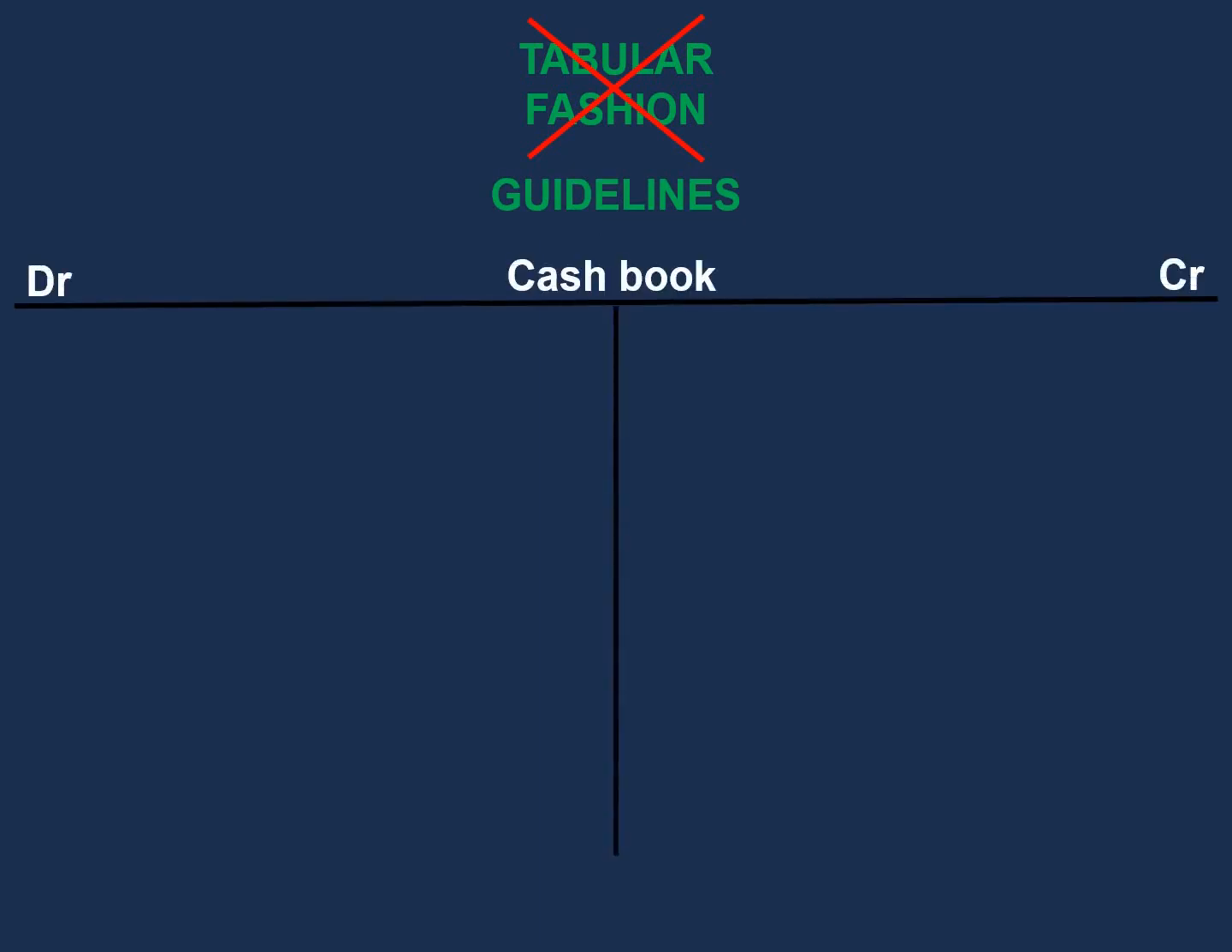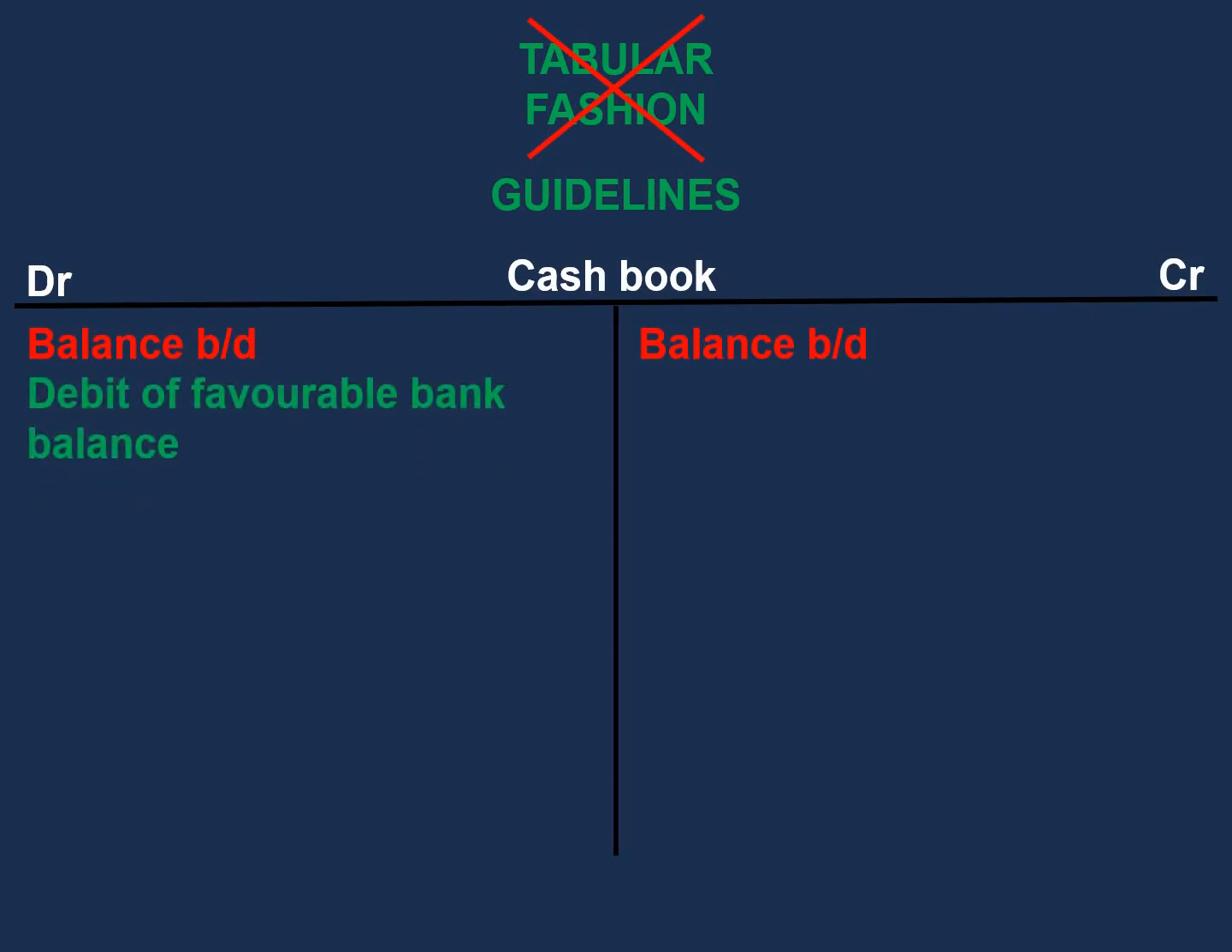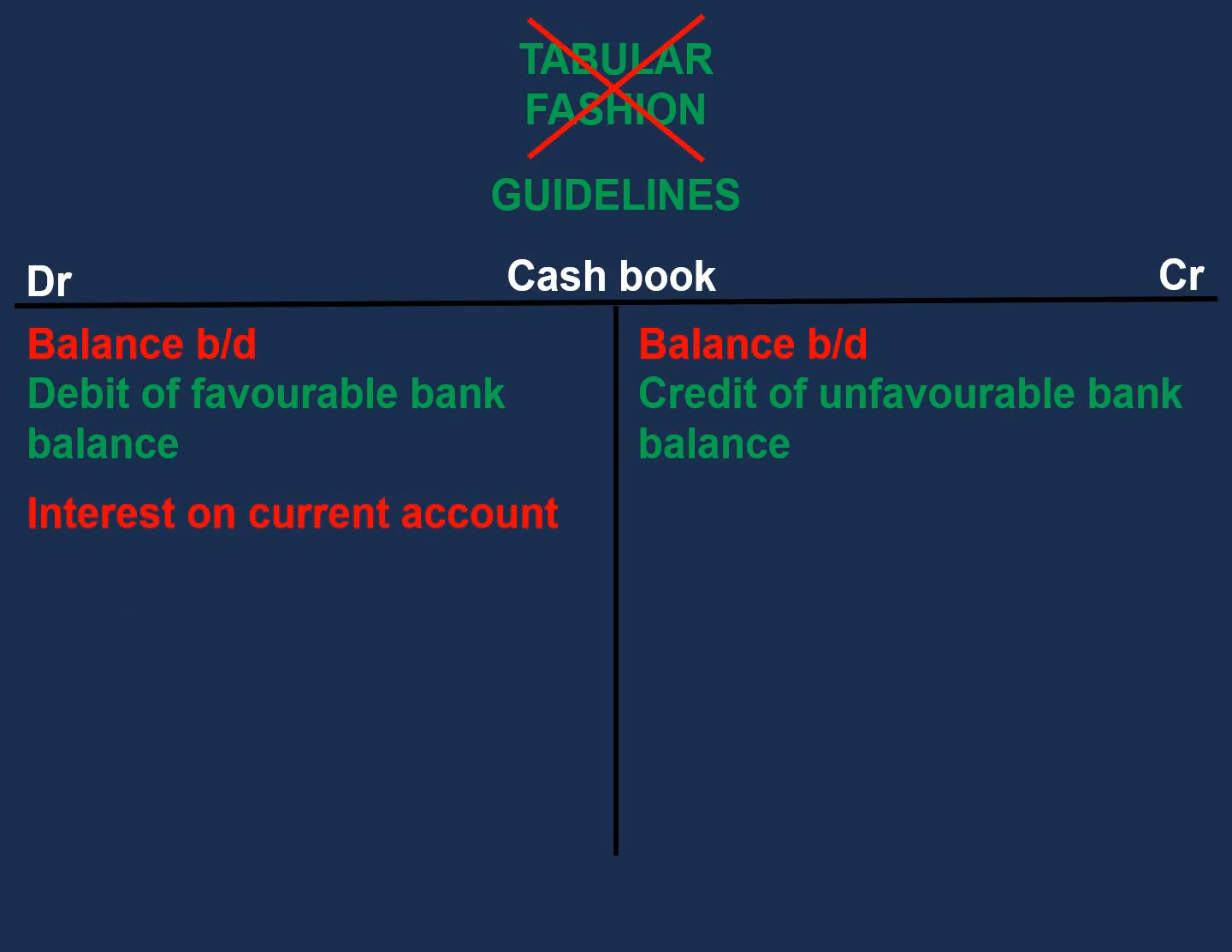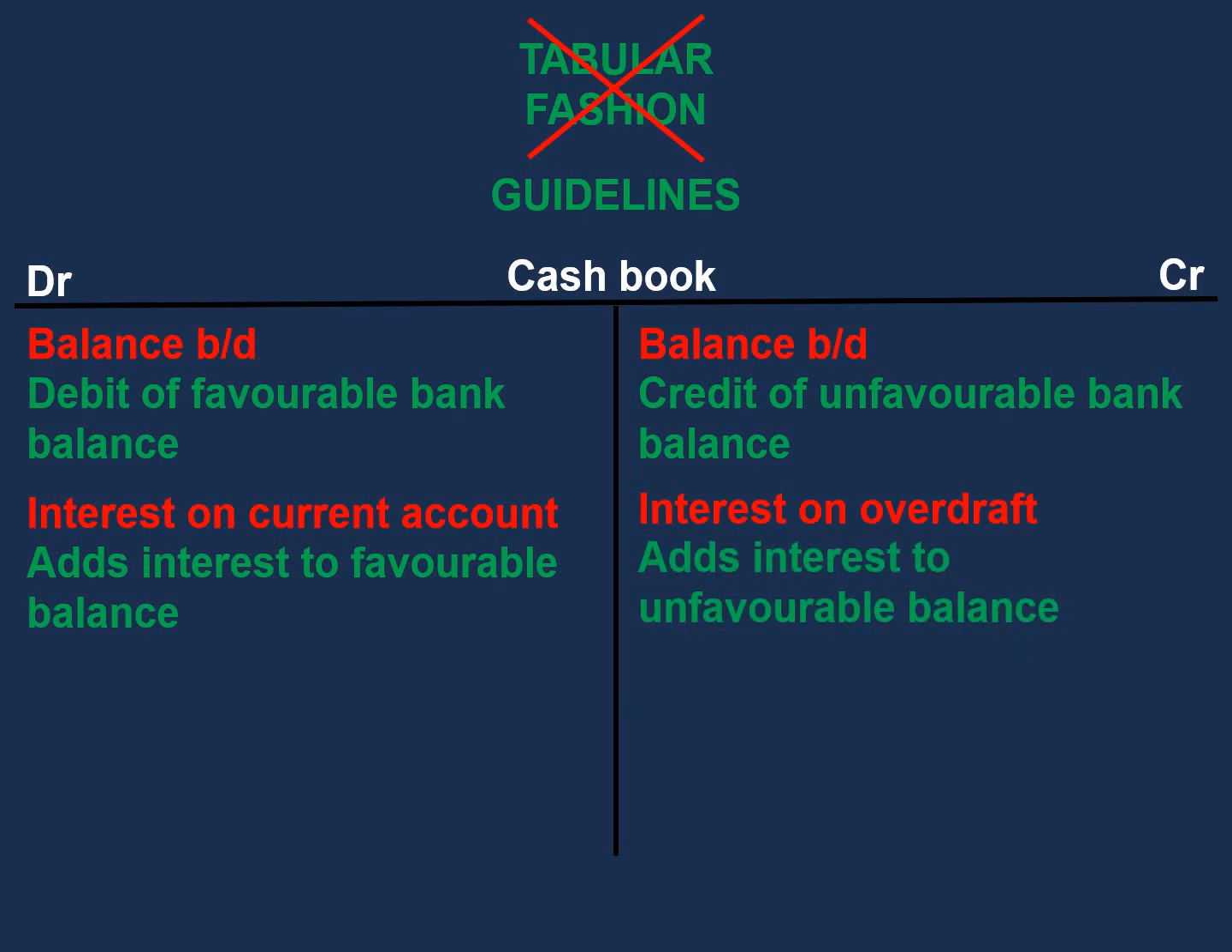Now, in cases where the balances are not given in tabular fashion, then you can use the following guideline. The balance brought down, if it's on the debit side, it means that the bank balance has a favorable balance. If it's on the credit side, it means that the bank has an unfavorable balance, or it's overdrawn. Interest on the current account is when interest gets added to the favorable bank balance. Interest on overdraft means when interest is added to the unfavorable balance.